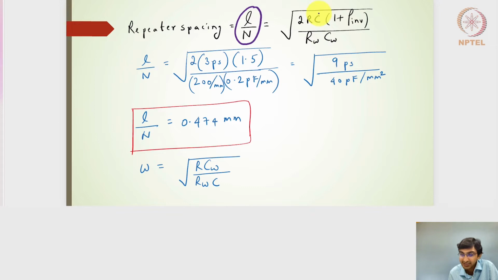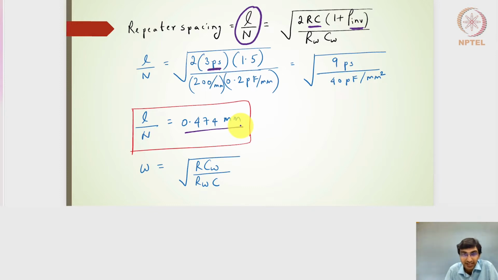Moving ahead, RC is found from FO4, which is given. It turns out to be 3 picoseconds here. So 2 multiplied by 3 picoseconds and then 1.5, because this is the folded design technology node, divided by 200 multiplied by 0.2 picofarad per millimeter. So I will eventually get 0.474 millimeter as the spacing between the segments.